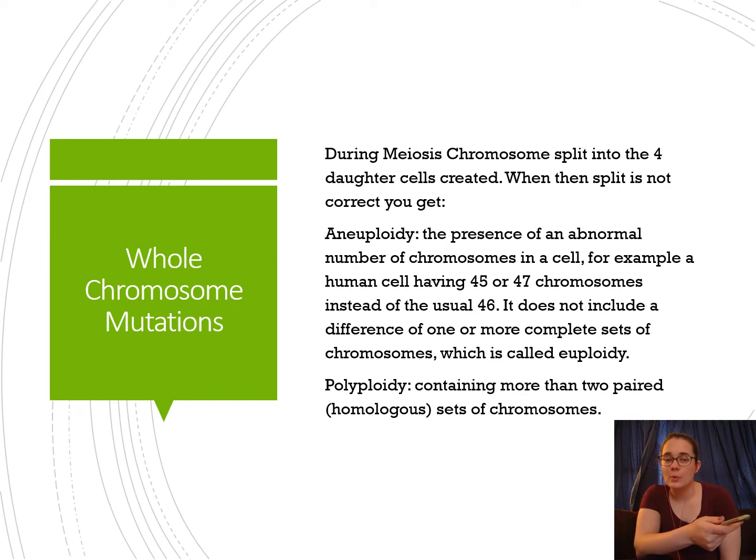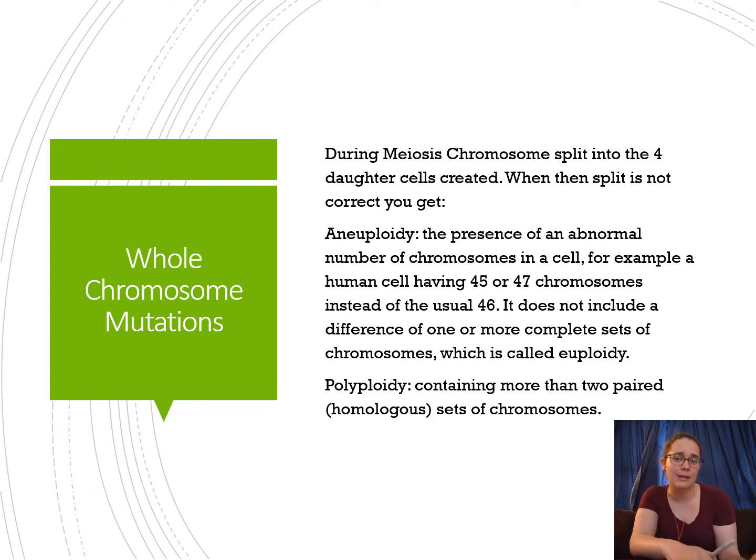The mutation that we're going to look at is the whole chromosome mutation, and this is where you get your aneuploidy or your polyploidy. We're talking about deleting whole chromosomes or adding in whole chromosomes. So the important part to remember here is that you're going to be having more or less than your normal chromosomal number.